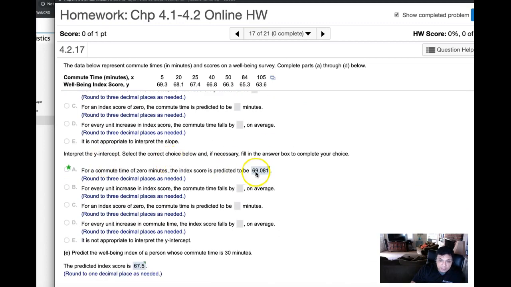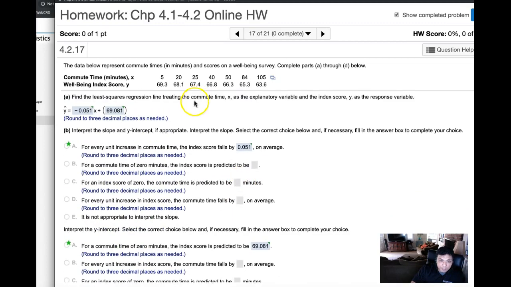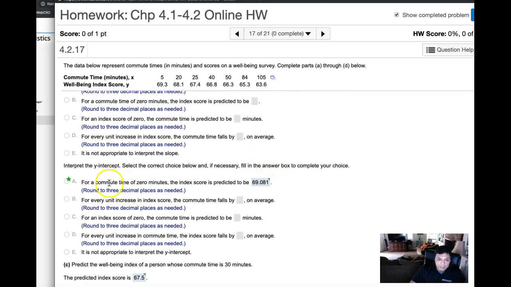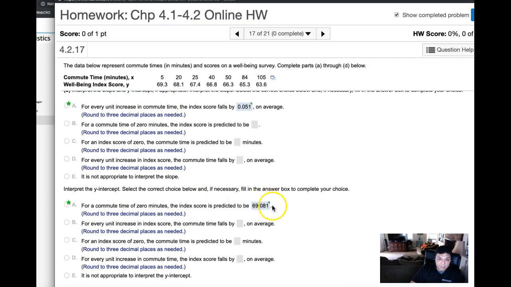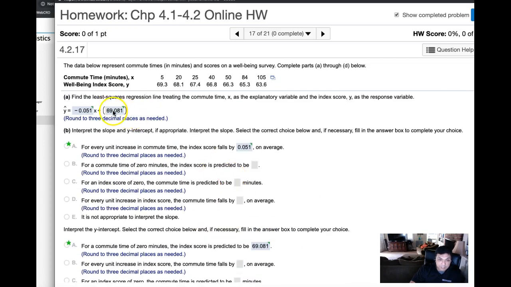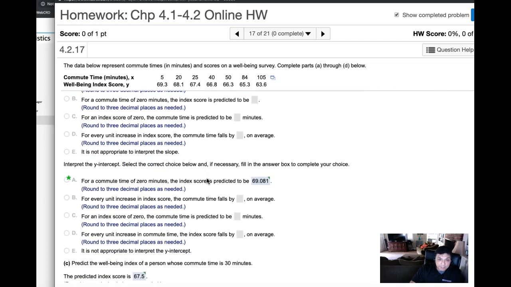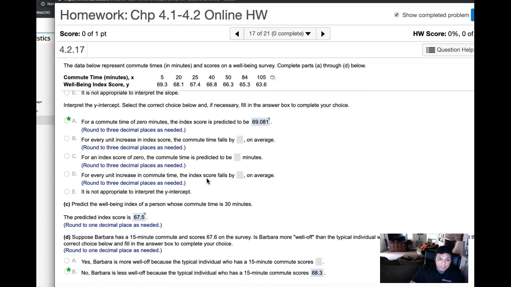Now, what is the y-intercept? A y-intercept occurs when your x value is 0. So if x is 0 in this case, that means your commute time is 0. For a commute time of 0 minutes, your predicted index score would be 69.018, which comes from here. And so that's where the slope and y-intercept interpretations would come from.